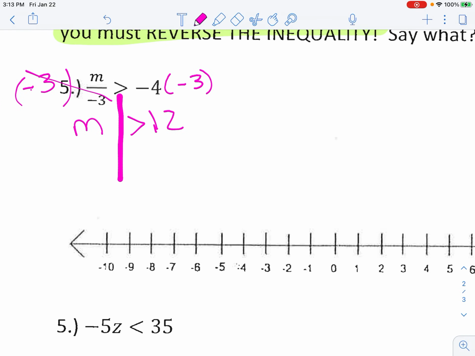So now my next step, since I just multiplied both sides by a negative, I have to reverse the inequality. So m is greater than 12 is going to flip to m is less than 12. Solution, m is less than 12.